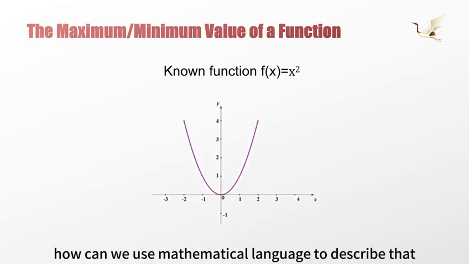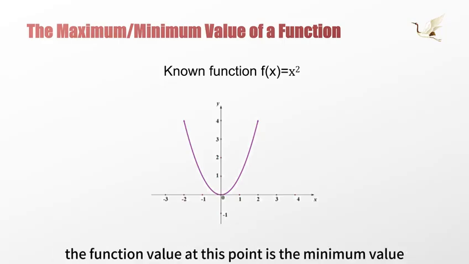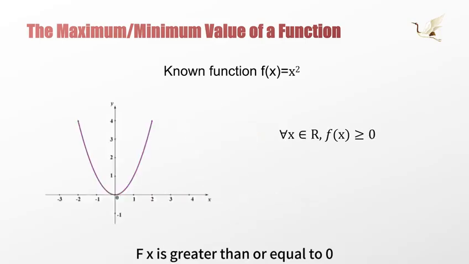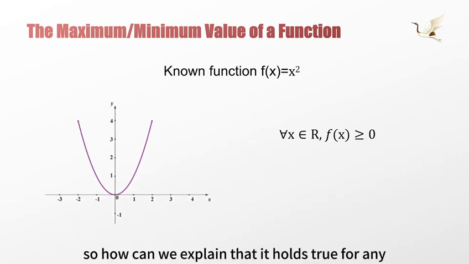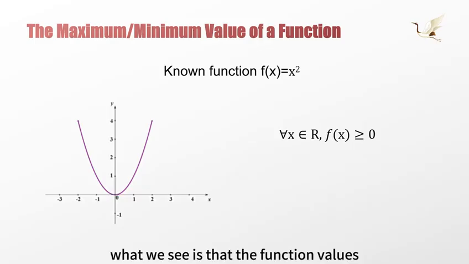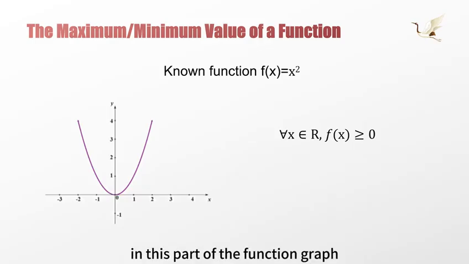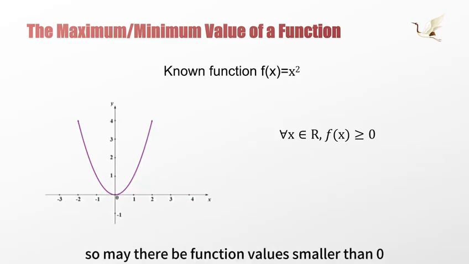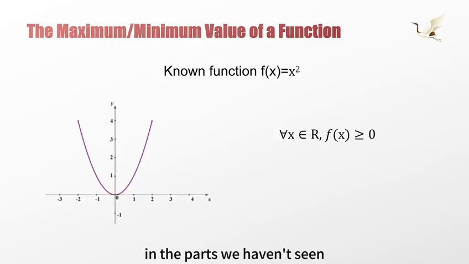So how can we use mathematical language to describe that the function value at this point is the minimum value? f(x) is greater than or equal to 0, and it holds for any x belonging to R. So how can we explain that it holds true for any x belonging to R? What we see is that the function values in this part of the function graph are all greater than or equal to 0. So, may there be function values smaller than 0 in the parts we haven't seen?